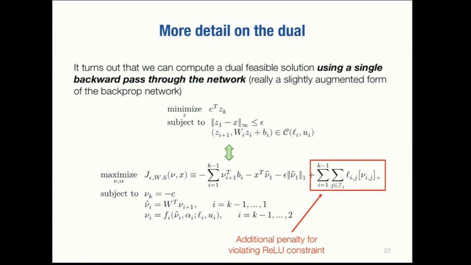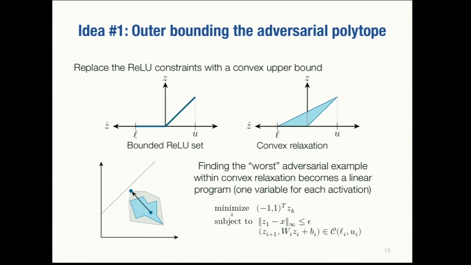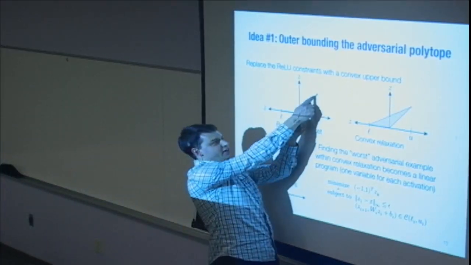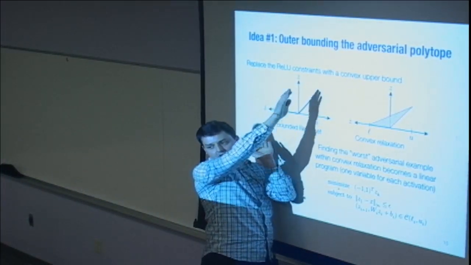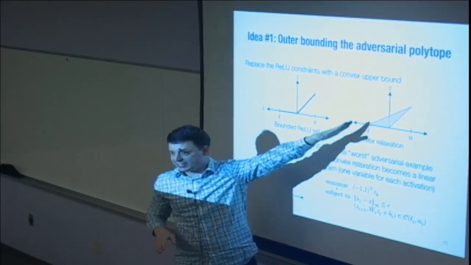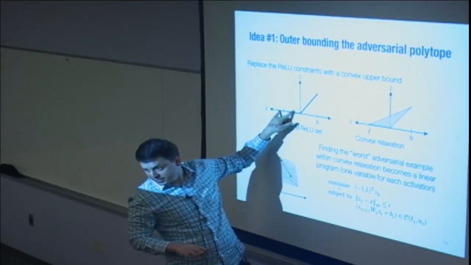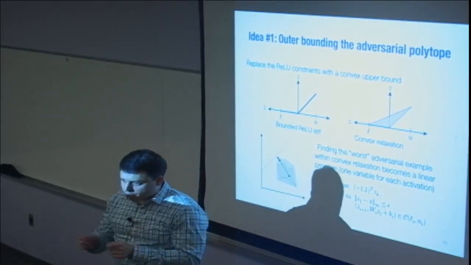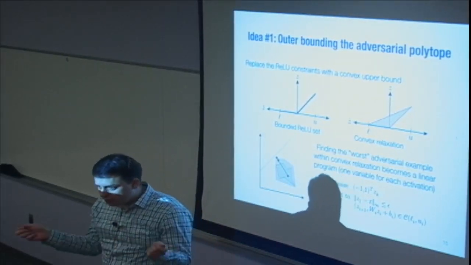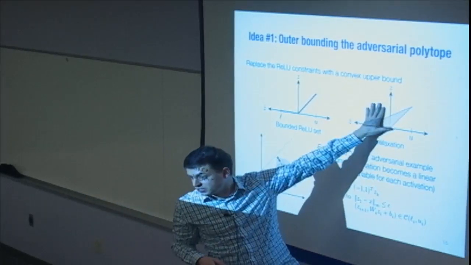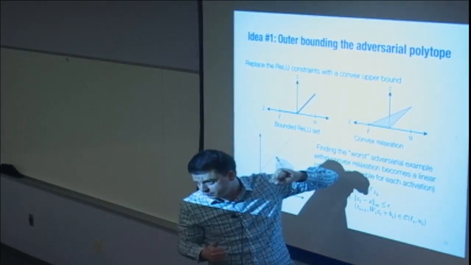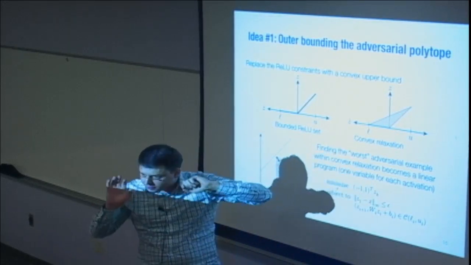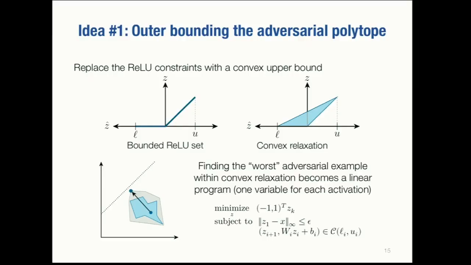Yeah, so the index set J here is, let me actually go back one slide. So here, if L and U were both on this side, I'd have a linear region, I'd be fine. My relaxation would be exact. If I'm negative on both sides, it'd be exact. J is a set of activations where the upper and lower bounds span zero, so I actually have some looseness in my approximation, or my relaxation. That's the notion of that J set.